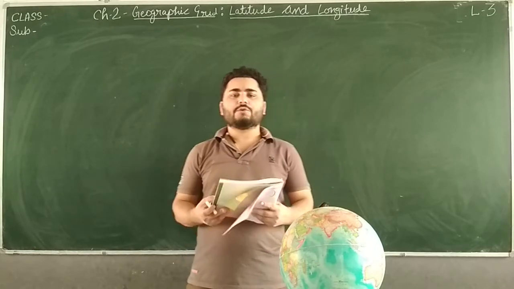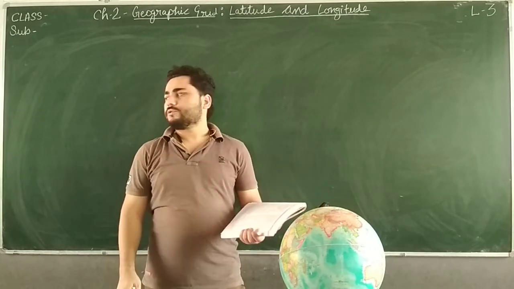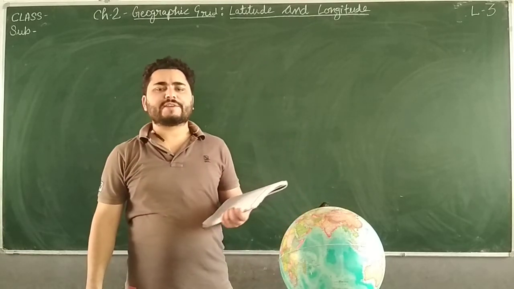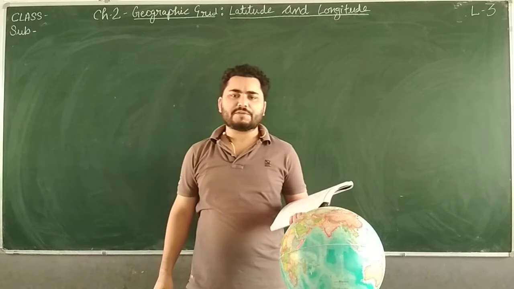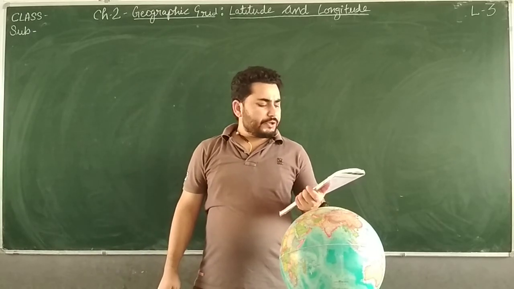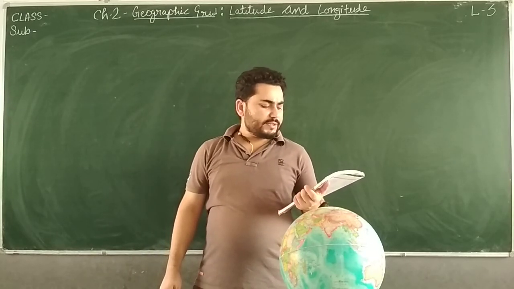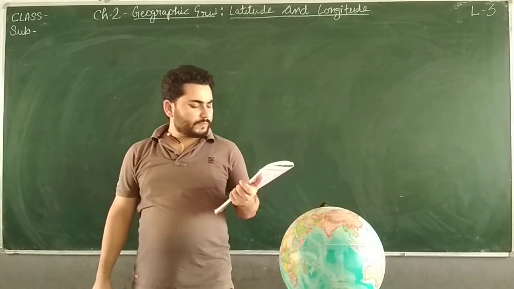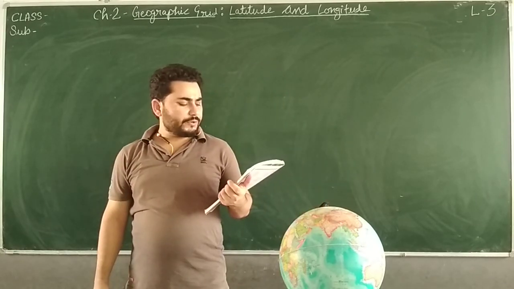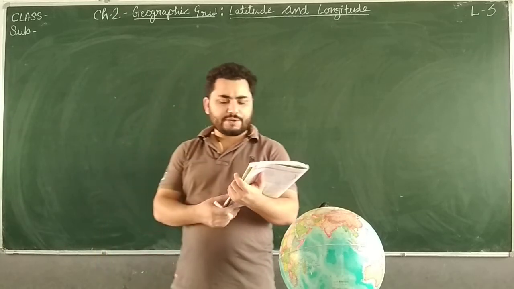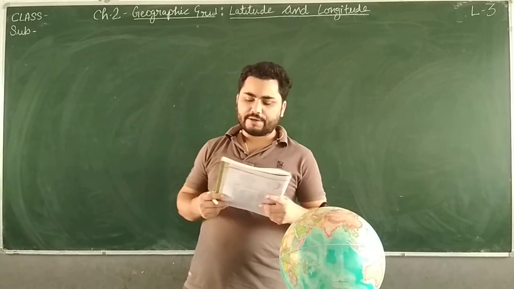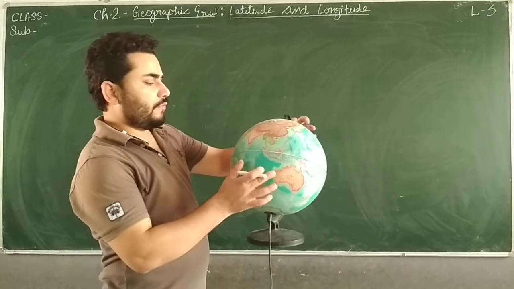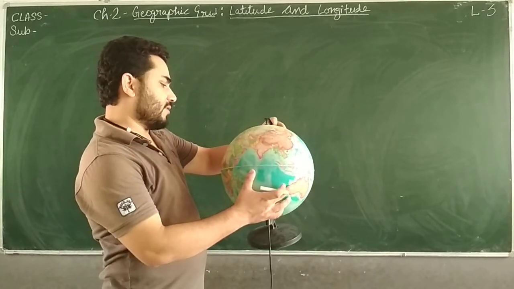I have already told you about lines of longitude, but now I will explain according to the points given in the book. A longitude is the angular distance of a place east or west of the prime meridian. The prime meridian is the line of longitude whose angular distance is defined as 0 degree. It passes through Greenwich near London. I have already shown you where the prime meridian passes through.